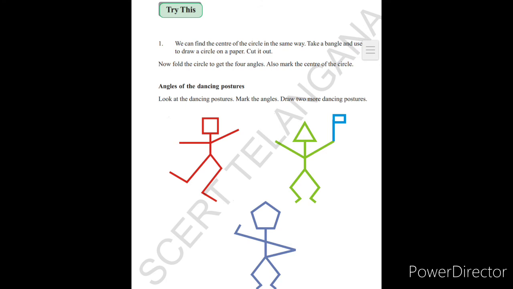Okay. Next, angles of the dancing postures. Look at the dancing postures. Mark the angles. Draw 2 more dancing postures. Okay, this you have to do yourself. Some dancing postures are given. You mark angles for those and then you try to draw 2 more dancing postures. Okay, this I am giving as your work.